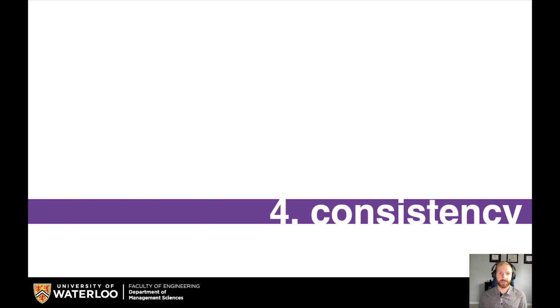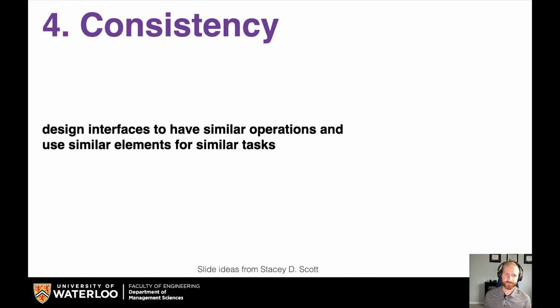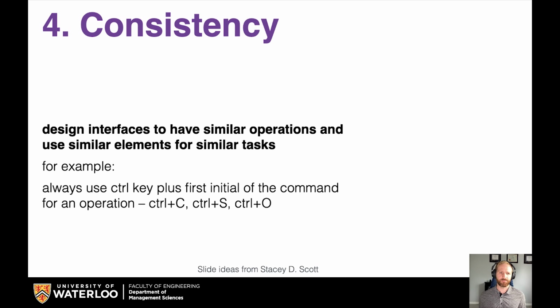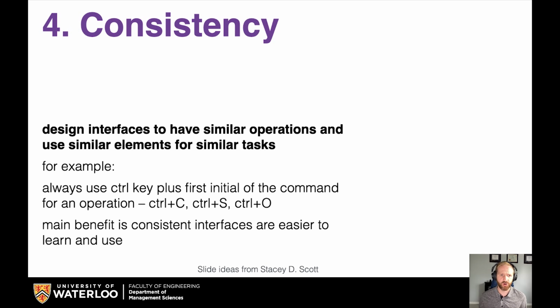The next design principle is consistency, which is to design interfaces that have similar operations and use similar elements for similar tasks. For example, always using control keys plus the first initial of the command for an operation, Control C, Control S, Control O. The main benefit is consistent interfaces are easier to learn and use.